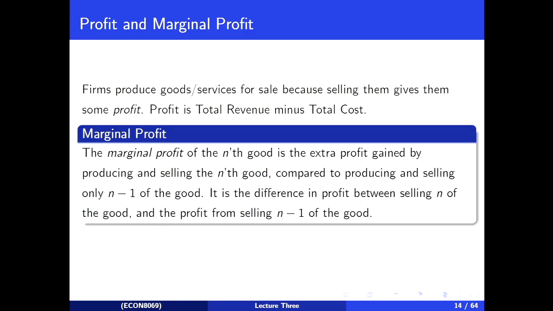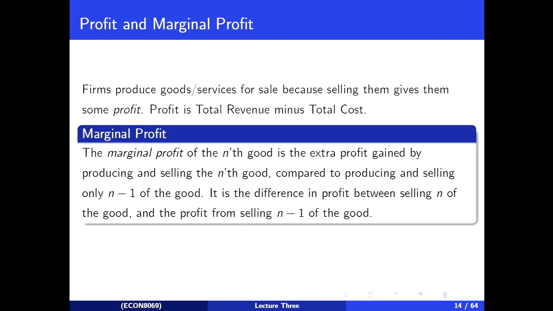Okay, so profit and marginal profit. Firms produce goods and services not because they like production, not because they gain some warm and fuzzies. For demand, people consumed stuff because it gave them warm and fuzzies, because they gained utility directly from consumption. Firms do not produce because they gain direct utility from production. It's different for firms, as you would expect. Firms produce goods or services for sale because by selling them, they produce revenue and profit, and they want profit.